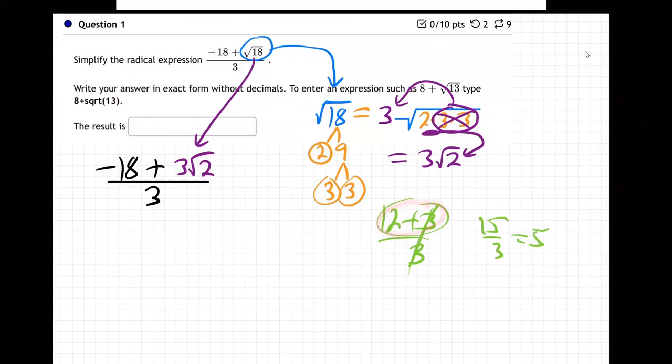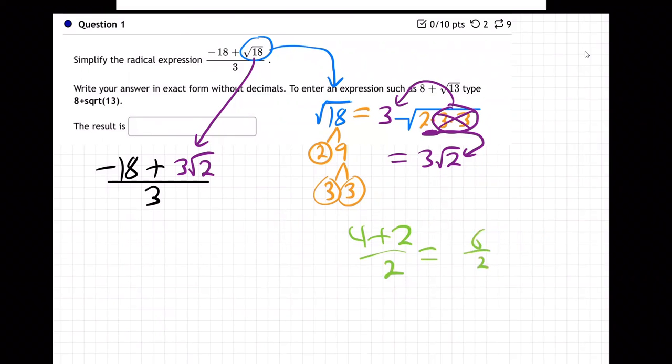12 plus 3, or maybe I made that too complex. Let me make it even simpler. How about if you just had, I don't know, 4 plus 2 over 2? What's that really? Well, it's 6 over 2, right? 4 plus 2 is 6. What's 6 divided by 2? How many times does 2 go into 6?